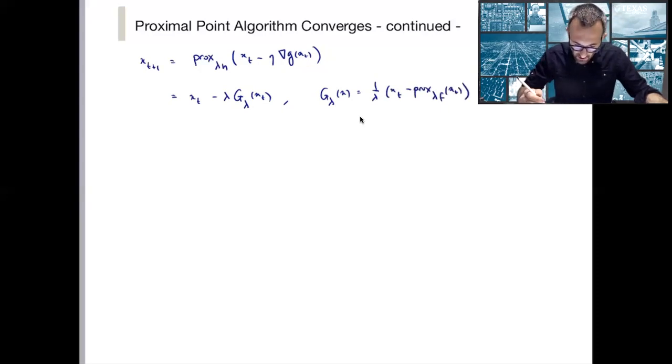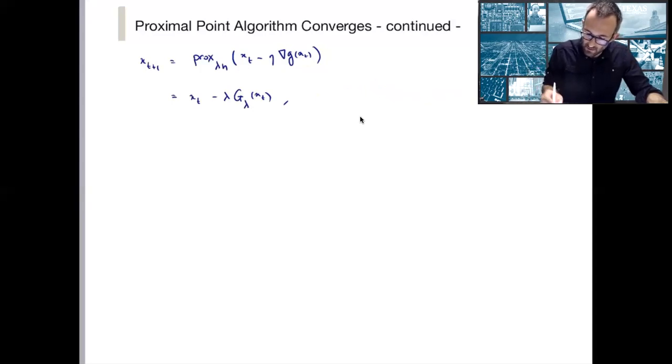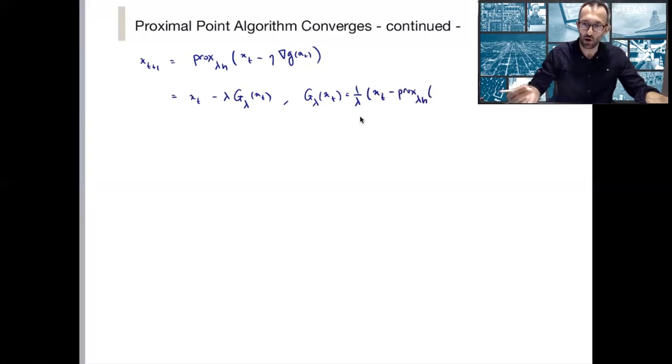Whoops, sorry, that should be, I skipped a little step. I went back to our definition here, so let me rewrite that. Where g lambda of xt is equal to 1 over lambda times xt minus prox lambda h of the gradient step, xt minus eta gradient g of xt.